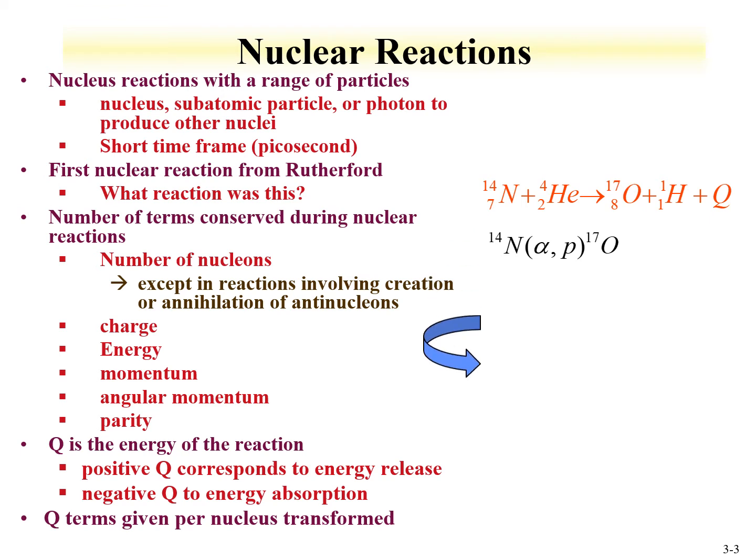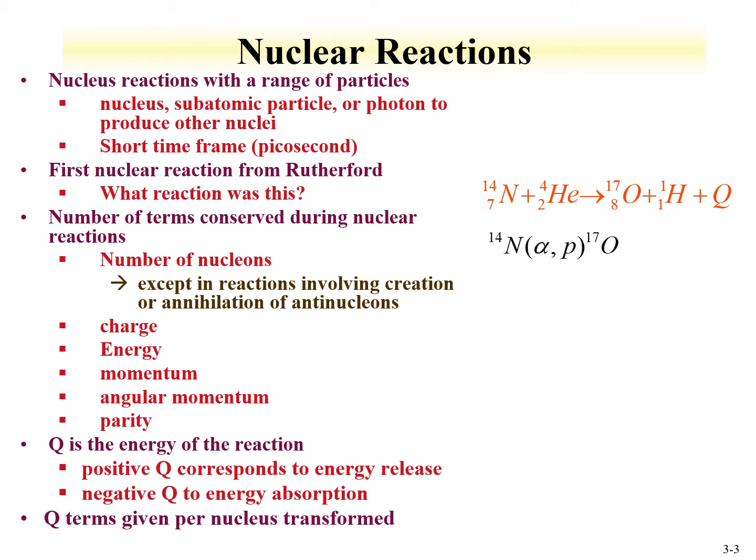Now, with these nuclear reactions, there are a number of terms and particles that are going to be conserved. For instance, the number of nucleons. Generally, at the energies we're involved with, the number of nucleons is conserved. This isn't necessarily true at higher energies, where you can involve creation or annihilation of nucleons. Charge, energy with mass, momentum, angular momentum, and parity are also conserved. You can imagine that all these terms can be used to help describe reactions and understand reaction mechanisms.